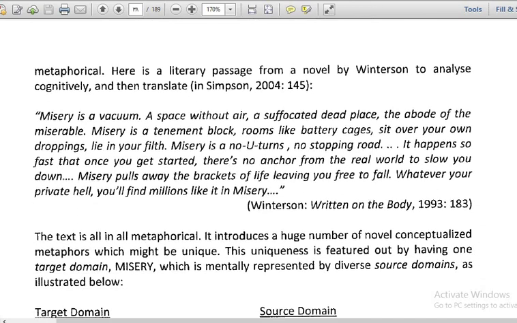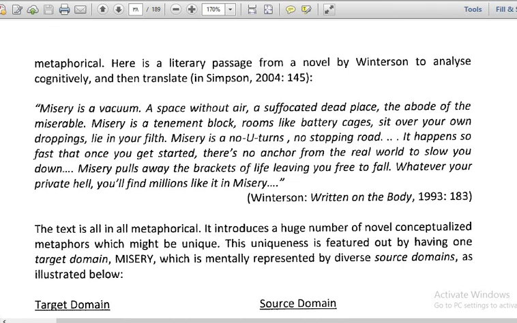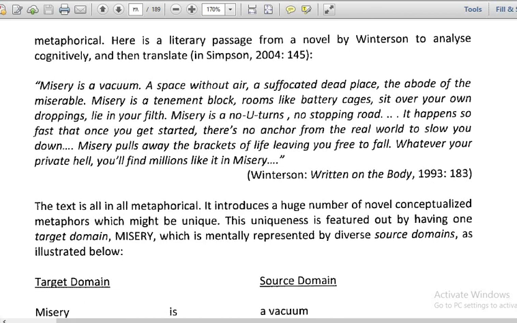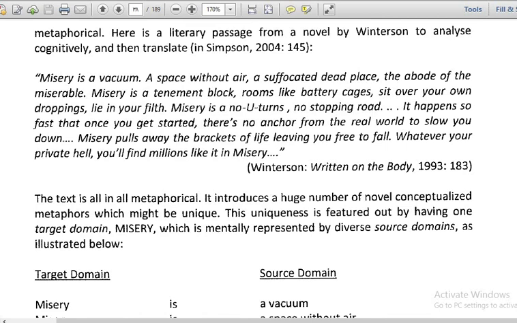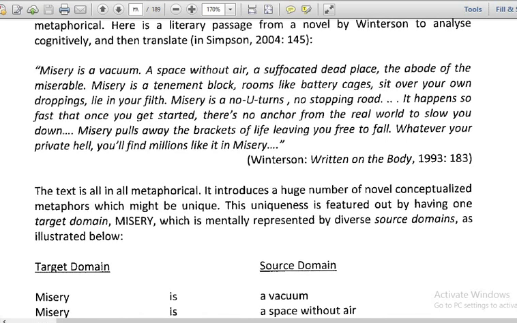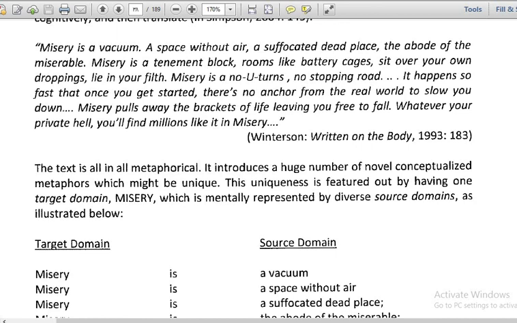Here is a literary passage from a novel by Winterson to analyze cognitively and then translate. Misery is a vacuum, a space without air, a suffocated dead place, the abode of the miserable. Misery is a tenement block, rooms like battery cages set over your own droppings, lie in your filth.